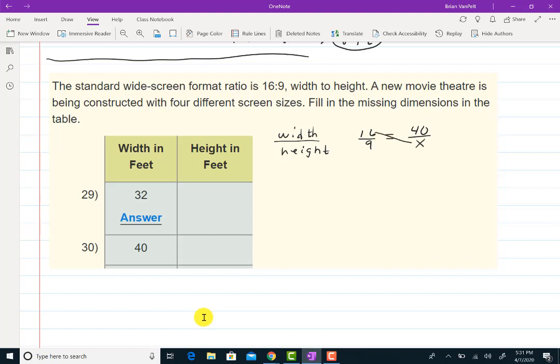So we'll cross multiply. 16 times x equals 9 times 40. That's 360. And then to find out what x is, I'll divide by 16. So let me go ahead and put the 16 into 360. It does not tell you that you have to answer in decimals or fractions, so you can apparently choose whatever you want. Let's start with 16 goes into 36 twice.